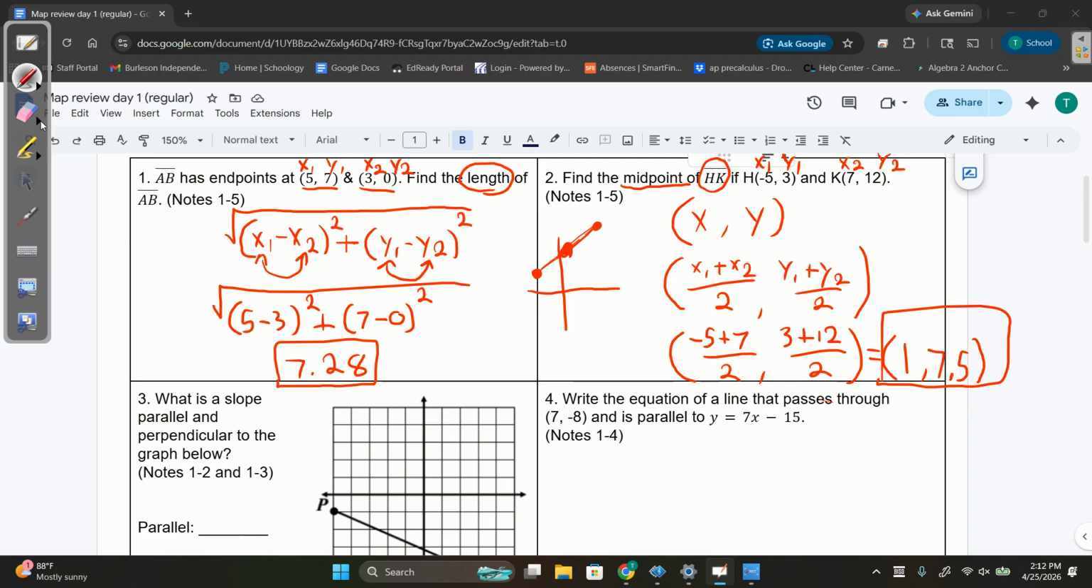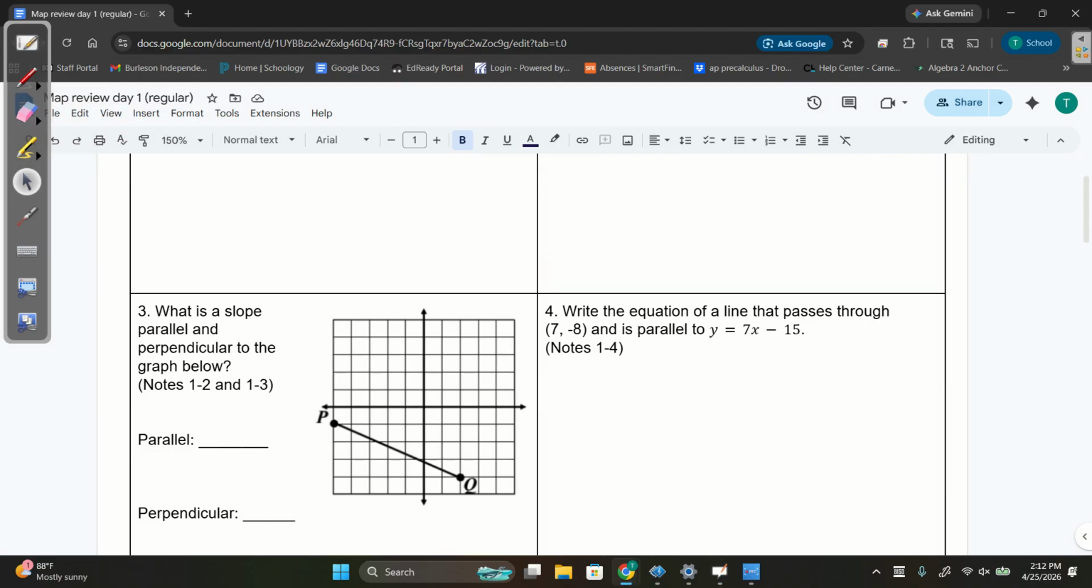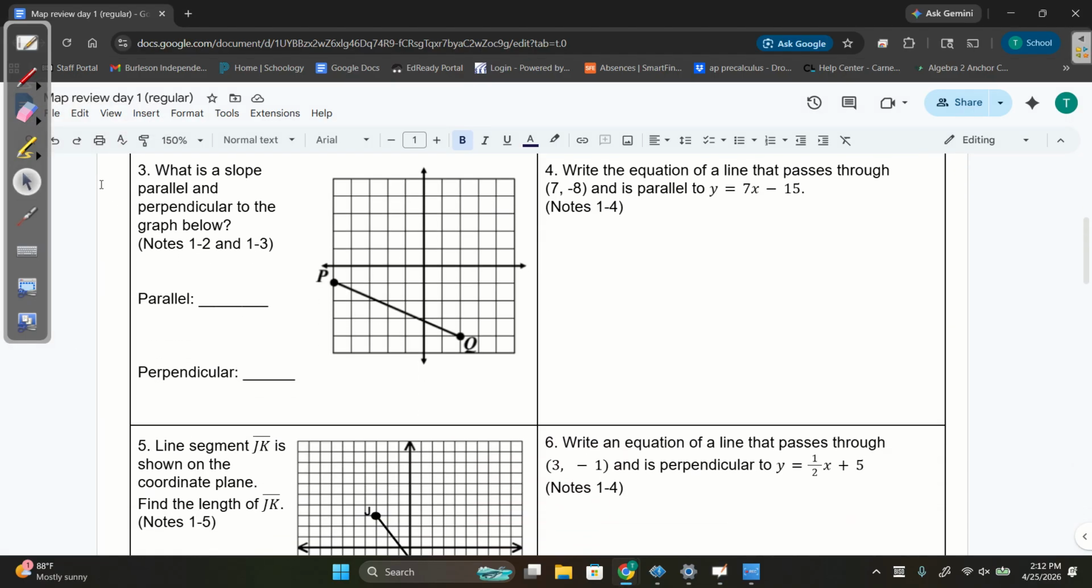Let's try out number 3 and 4. 3 says, what is the slope parallel and perpendicular to the graph below? Now, before we get into what the slope here is, I want to talk about parallel and perpendicular slope.